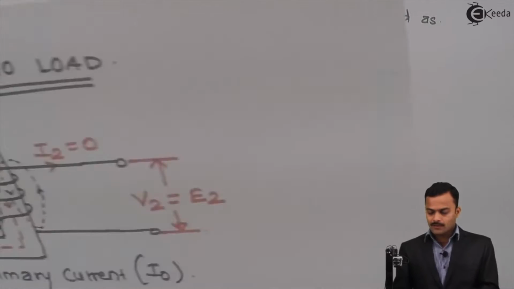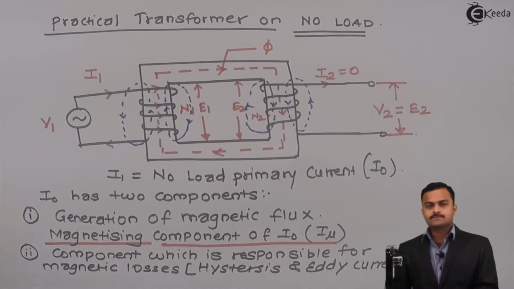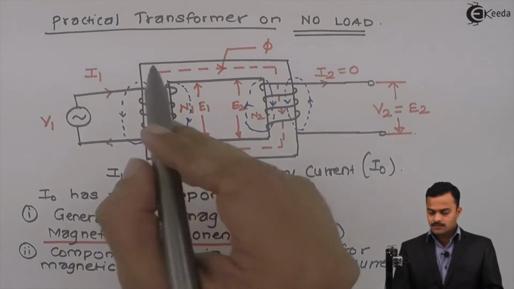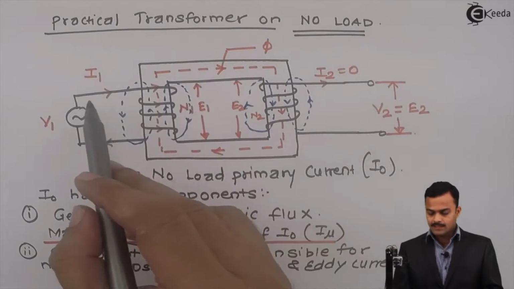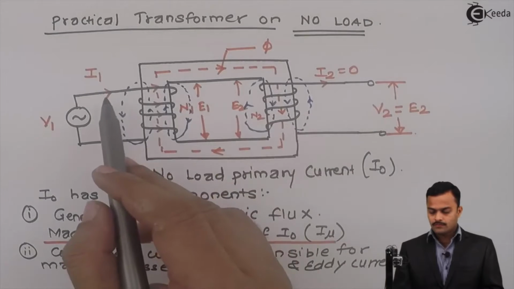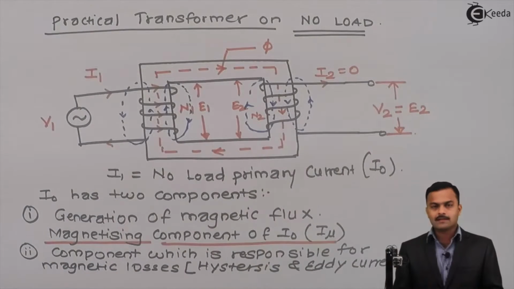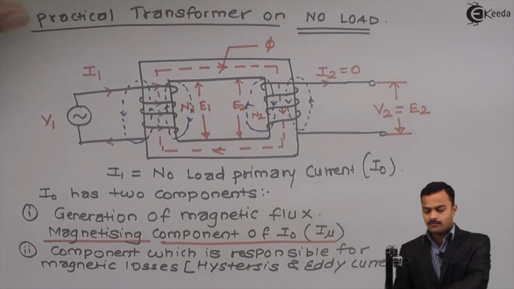Now suppose I want to analyze this circuit further. It is not easy to have this diagram every time and write all the core, the flux passing through the core, current I1 and all that. So better we can represent this symbolically.